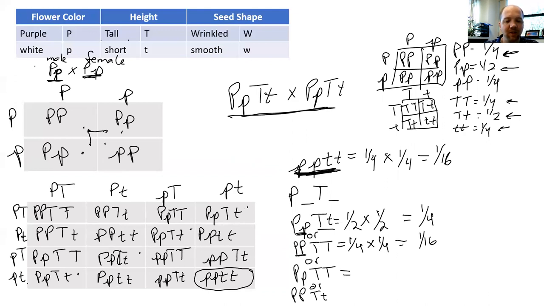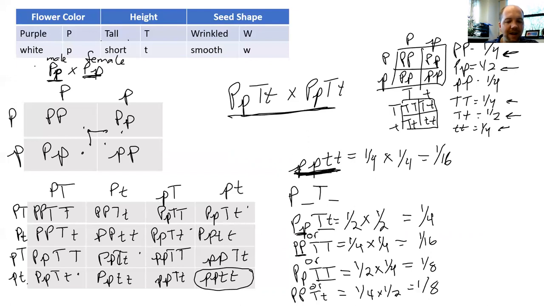Okay, so now how about this one? Now we've got a heterozygous, which is 1/2, and we're multiplying that by homozygous dominant, which is 1/4. So 1/4 times 1/2 is going to be 1/8. And then our last one is going to be the same, except it's going to be opposite. It's going to be 1/4 for the big P, and 1/2 for the heterozygous. That's going to be 1/8.